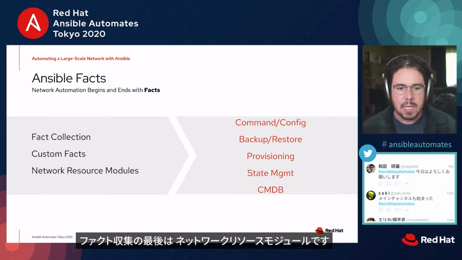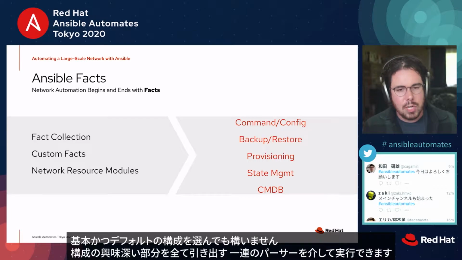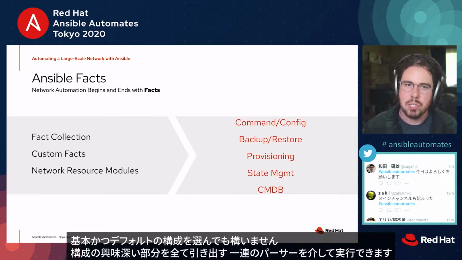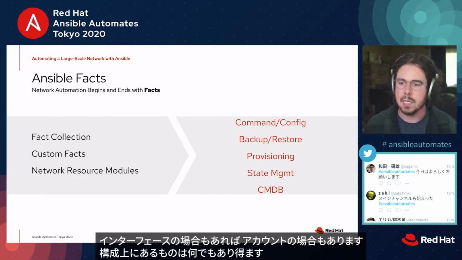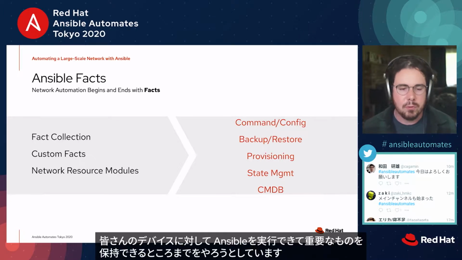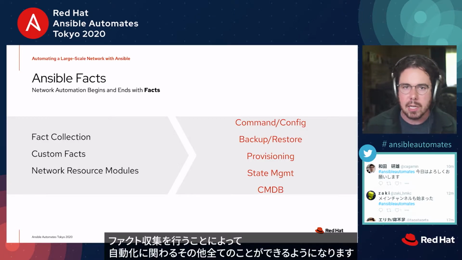And then the last way to collect facts is with network resource modules. And these are pre-built to allow you to take any network device that you have. You could take your configuration, the base, the default configuration, you can run it through a series of parsers that will pull out all of the interesting things of that configuration. It could be interfaces, it could be accounts, whatever's on your configuration. We're trying to get Ansible to a point where you can just run it against your device and have the things that are important.